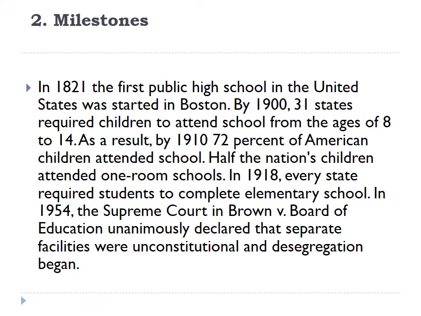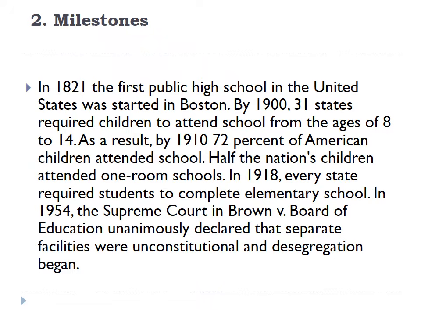Text number 2, milestones. In 1821, the first public high school in the United States was started in Boston. By 1900, 31 states required children to attend school from the ages of 8 to 14. As a result, by 1910, 72% of American children attended school. Half the nation's children attended one-room schools. In 1918, every state required students to complete elementary school.